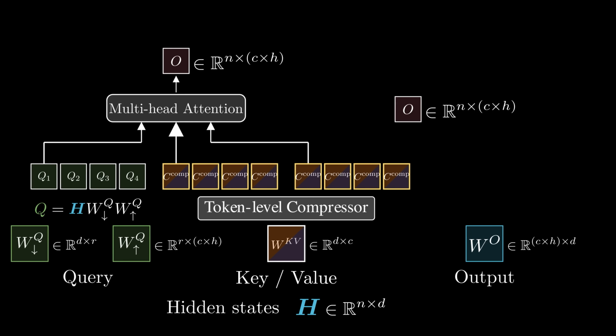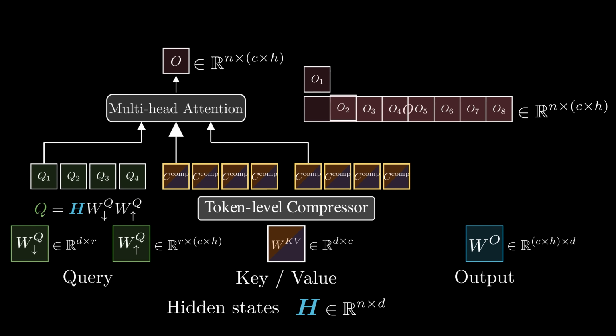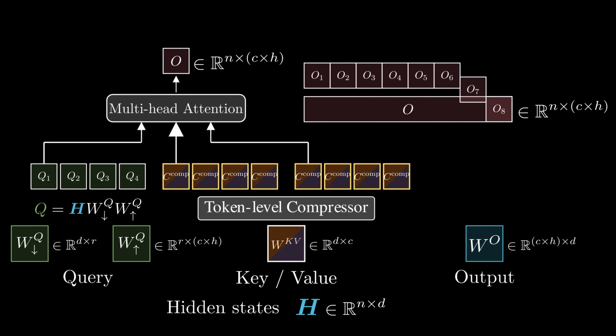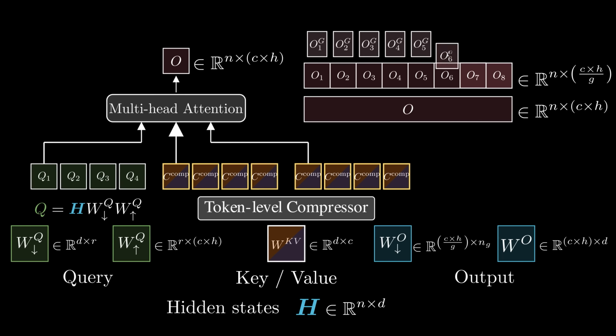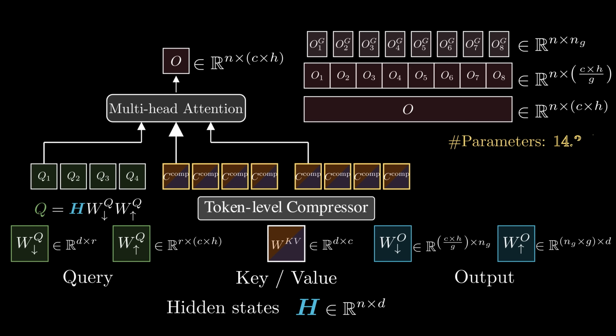To mitigate the substantial computational burden, we split the output dimension into G groups. Each group now has a dimension of C times H divided by G. We introduce a down projection matrix WO down, which maps each output group to a lower dimensional vector of size NG. Finally, we project the concatenated output to the final attention output using an up projection matrix WO up. This reduces the number of parameters to only 14.3% of the full WO matrix. We call this strategy grouped output projection.